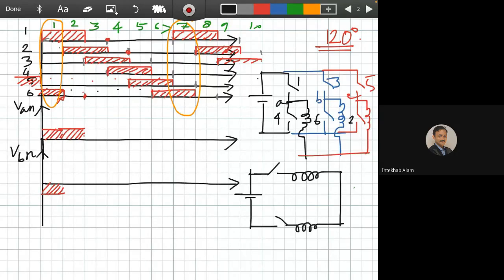This is 1 and this is 2. So this is A, this is C, and this is N. So what is the value of VBN? This is for mode 2. What is the value of VBN?